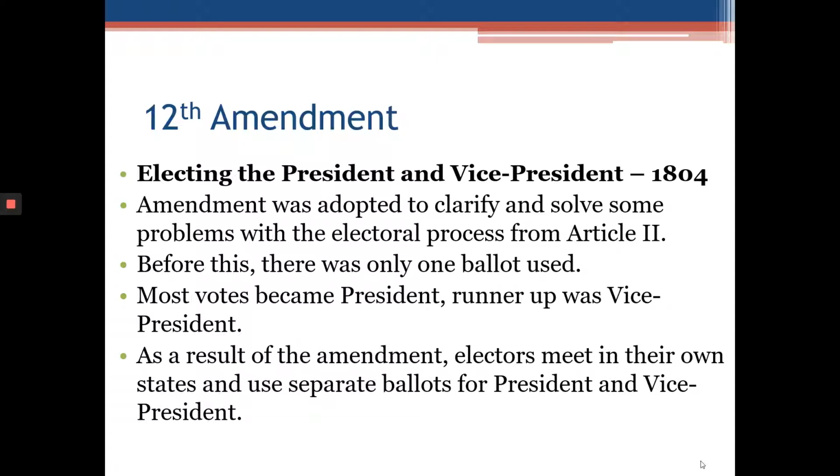So, as a result of this amendment, electors meet in their own states and use separate ballots now for the president and for the vice president. So, you vote for the president on one, and then the vice president is listed on the other, but they are paired together.